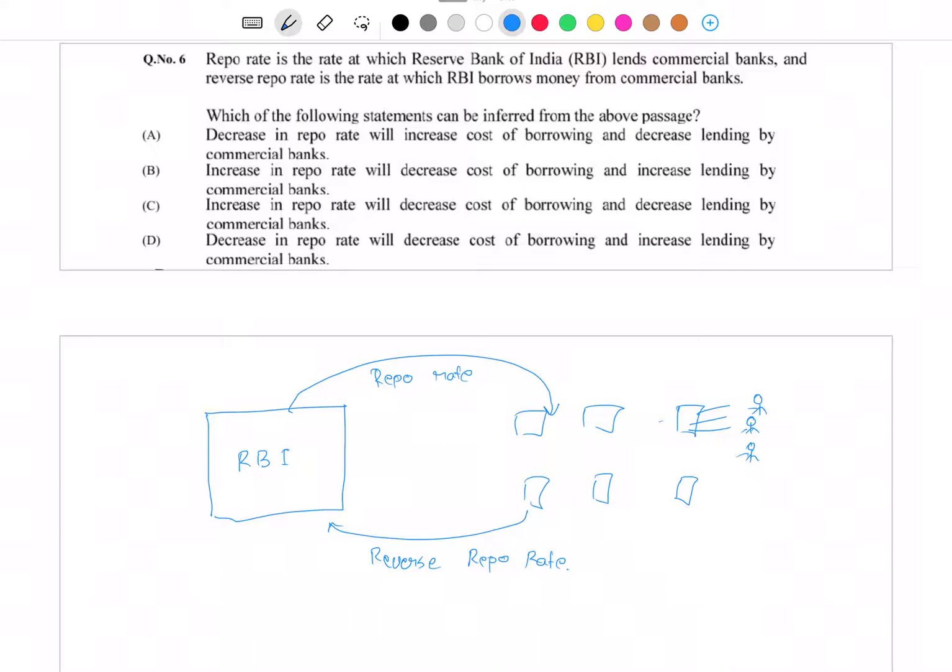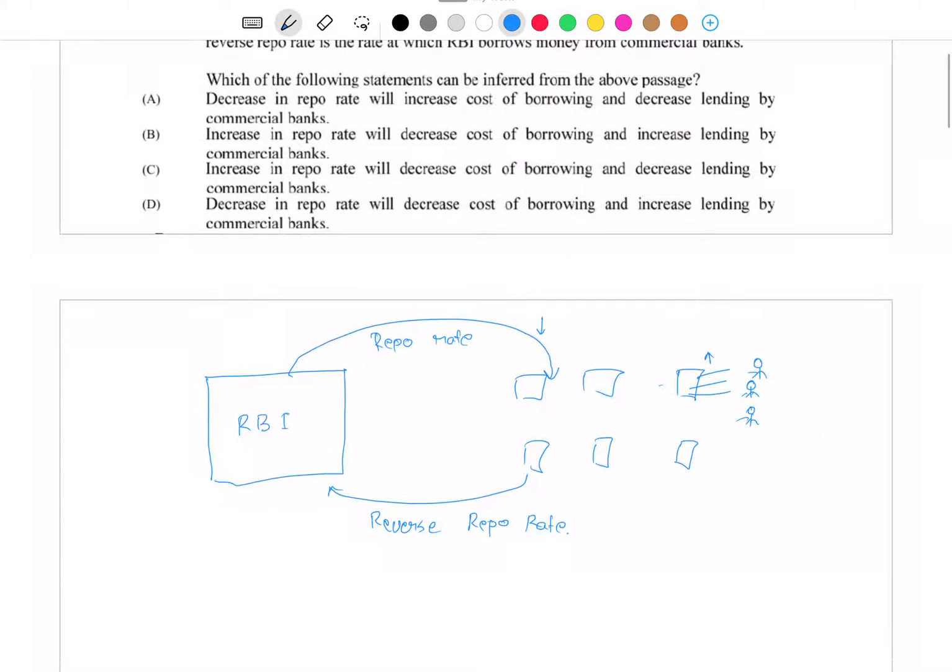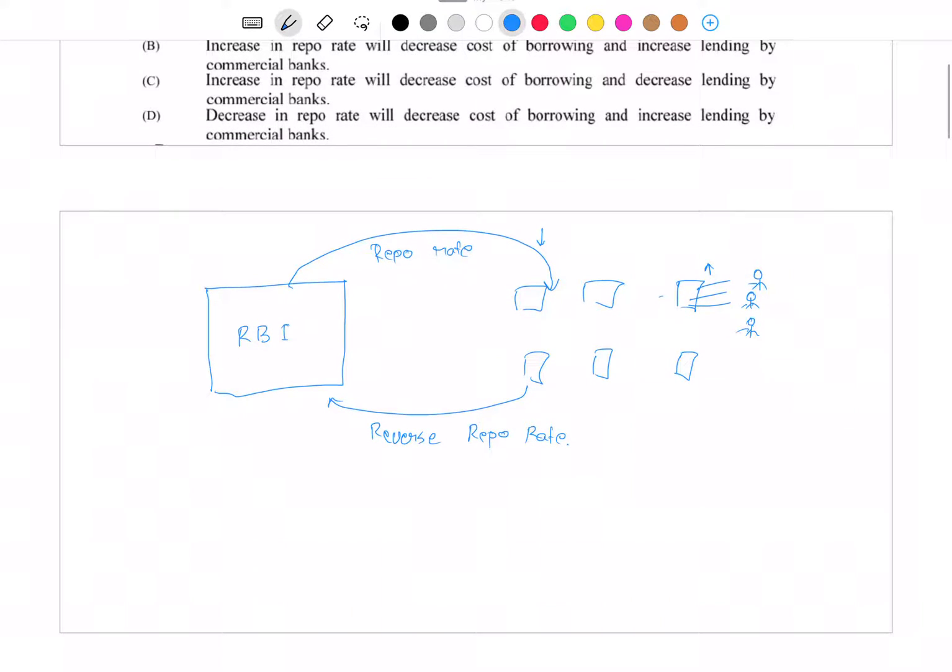So the question is asked: if the repo rate is increased or decreased, how would the lending of the commercial banks be affected? If the repo rate goes down, then the commercial banks could give more loans to customers. So the repo rate by the RBI is inversely proportional to the lending by the commercial banks. So here the correct option is D.